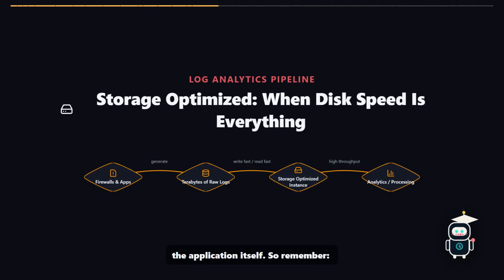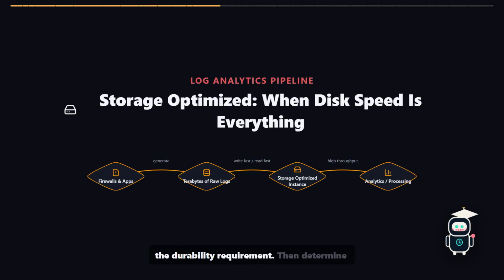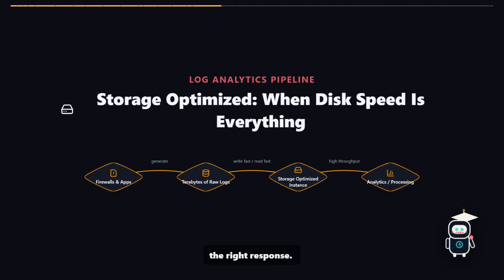So remember, high IOPS, high throughput, and low latency are related, but they are not the same thing. Measure the storage pattern. Understand the durability requirement. Then determine whether storage-optimized EC2 is actually the right response.